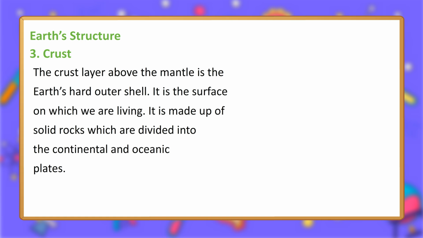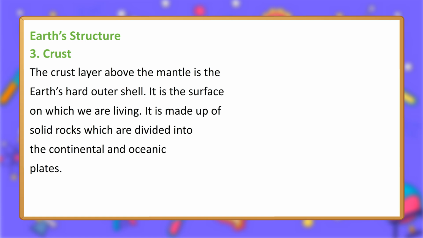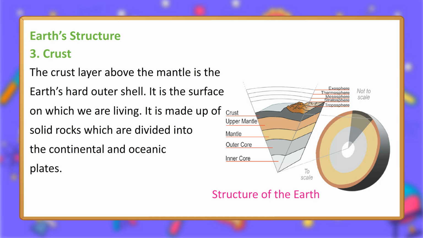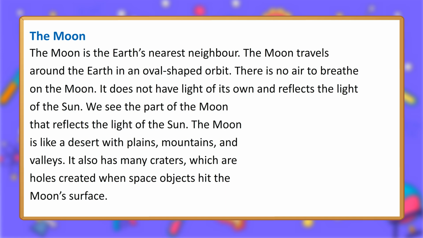3. Crust. The crust layer above the mantle is the Earth's hard outer shell. It is the surface on which we are living. It is made up of solid rocks which are divided into the continental and oceanic plates. Structure of the Earth: crust, upper mantle, mantle, outer core, inner core, exosphere, thermosphere, mesosphere, stratosphere, troposphere.